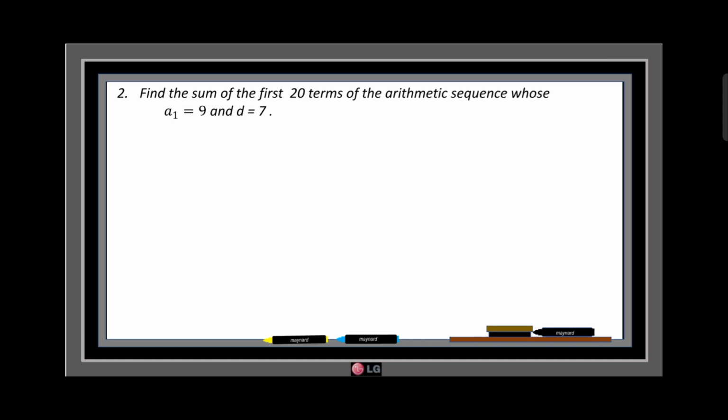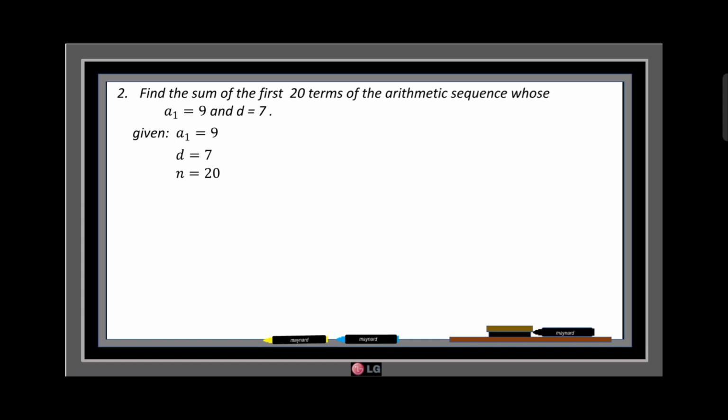Okay, number 2, find the sum of the first 20 terms of the arithmetic sequence whose A sub 1, or yung first term ay 9 at yung common difference daw ay 7. So, let us write down first the given. A sub 1 is equal to 9. Ang common difference natin ay 7. Ang n natin dito will be 20.